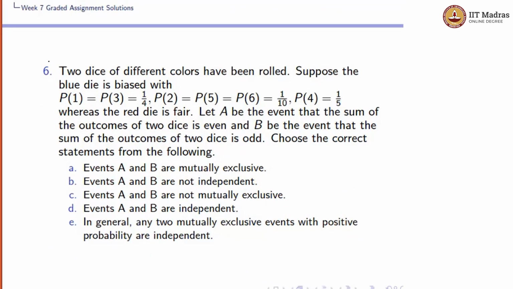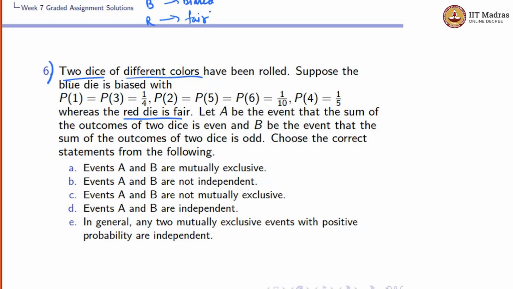Question number 6. Two dice of different colors have been rolled. Suppose the blue die is biased. So we have two colors. Say one color is blue, which is biased, and the other color is red, that is fair. The red color die is fair.